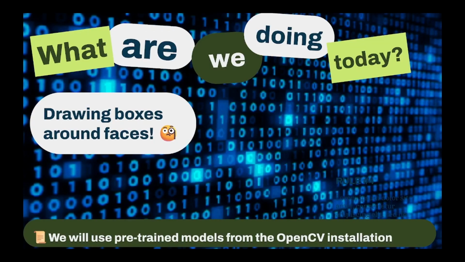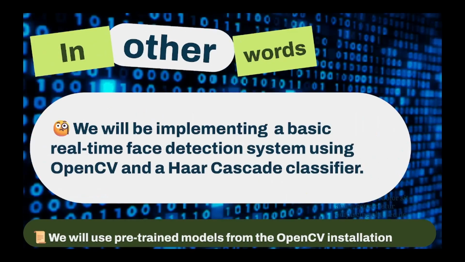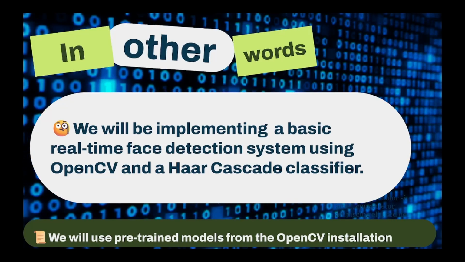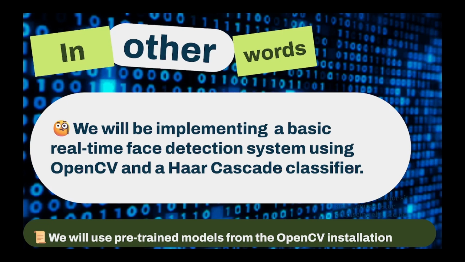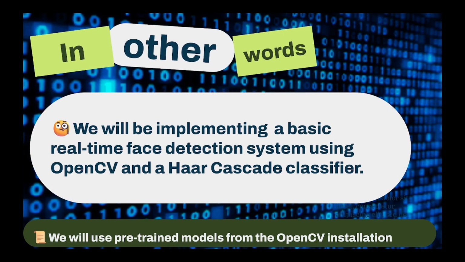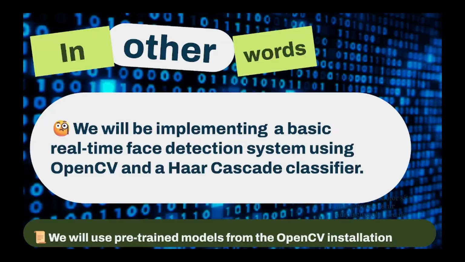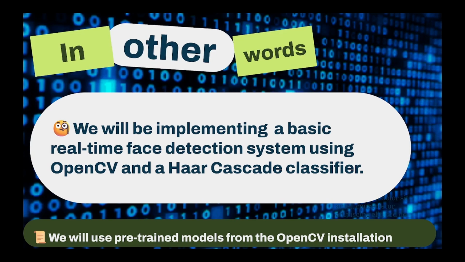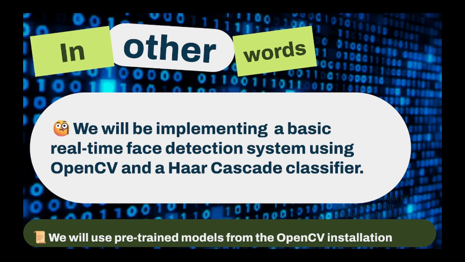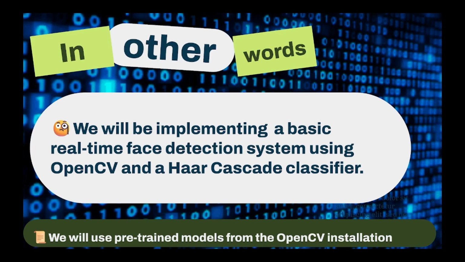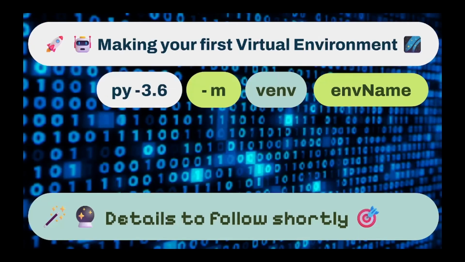We're drawing boxes on faces using pre-trained models, implementing real-time face detection with the Haar cascade classifiers, which are included. They are included in the OpenCV installation, so if you already have OpenCV installed, which you should, you will have these. And so where do you get them?